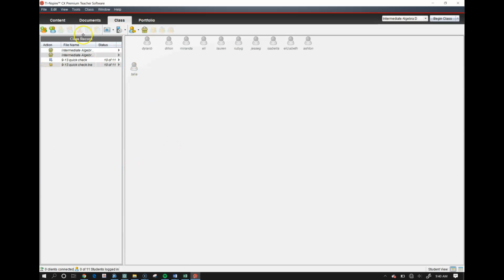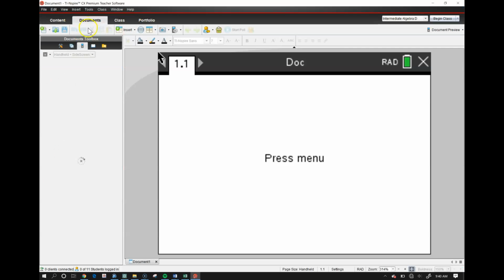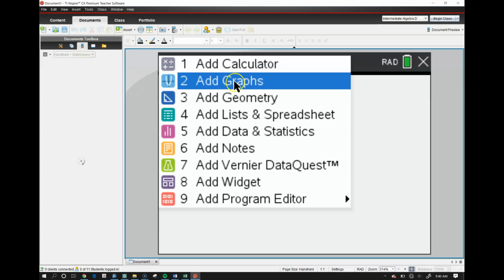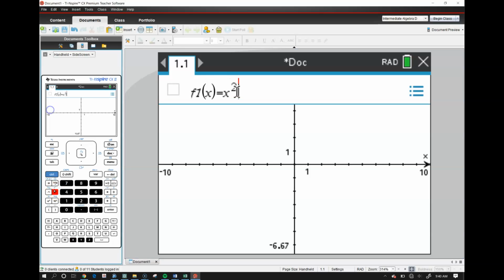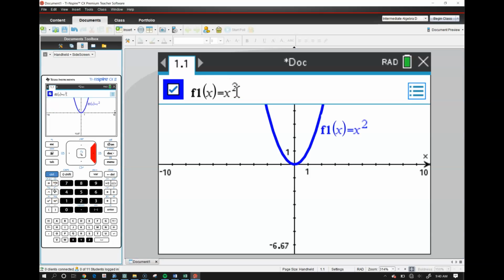Okay, ready? Go to my calculator, I say add graph. If this is not popped up for you, if there's no line, you have to push tab. Let's enter in the equation. It says x squared plus 4x plus 6. Notice the little squared key.